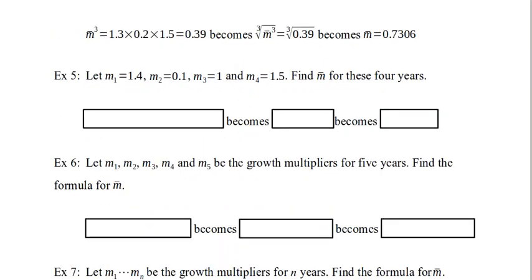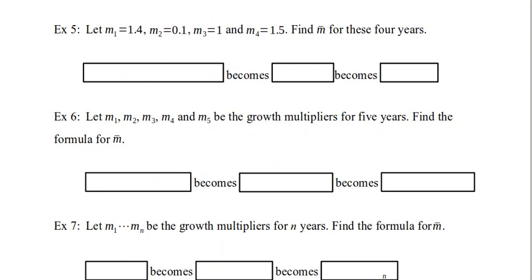Let's take a look at example 5. In example 5, we're interested in 4 years. So we're going to go through this just a tad quicker because the arithmetic and the algebra is the same. We're now looking for a growth multiplier that behaves like those 4 individual multipliers. So we want an m bar to the 4th that is the same as m1 times m2 times m3 times m4. When you do that arithmetic, you get 0.21.